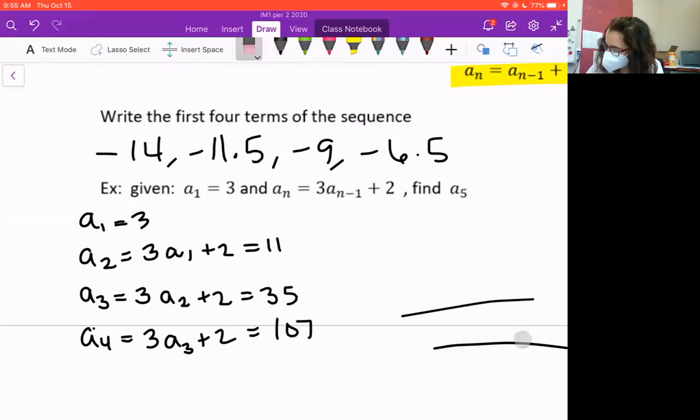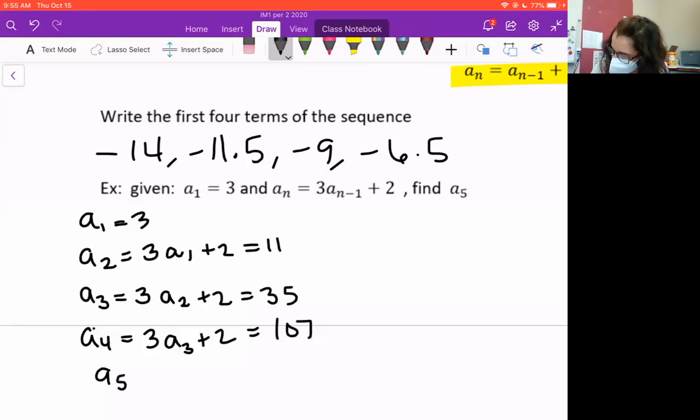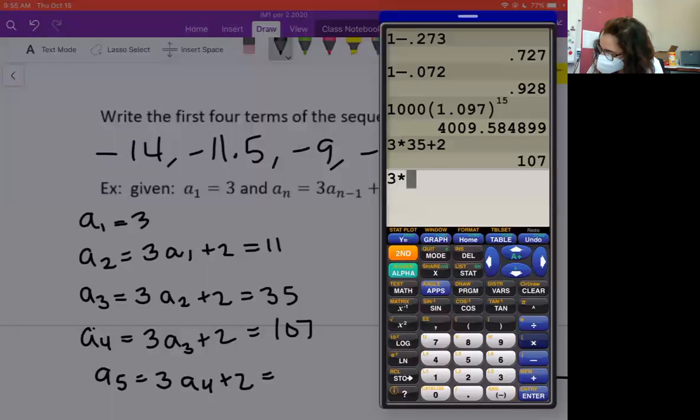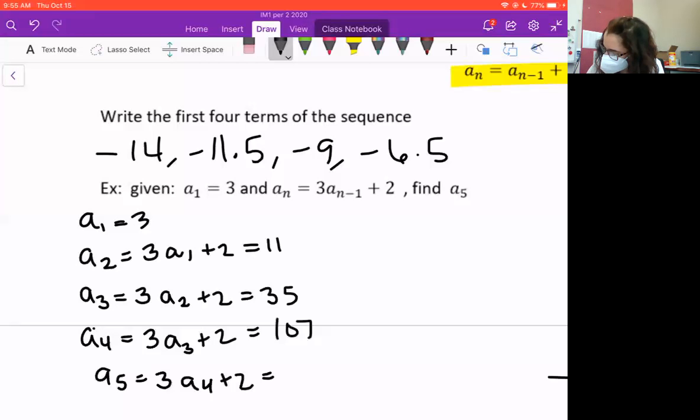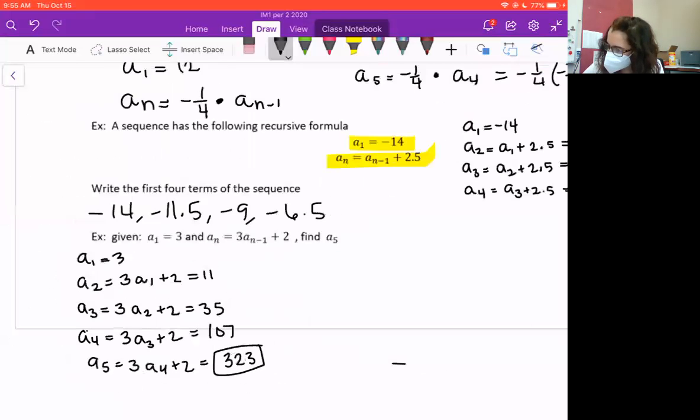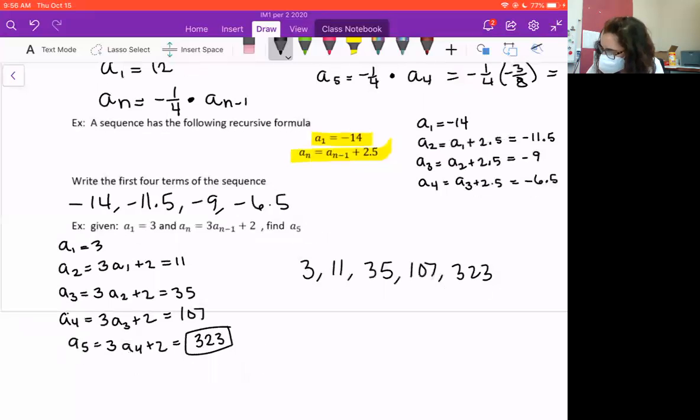And then my last, because it's asking for the 5th term. So here's my 5th term. I find that by taking 3 times the 4th term and add 2. So I've got 107. 3 times 107 plus 2 is 323. So I found my 5th term. This sequence looks like this: 3, 11, 35, 107, 323, and then it continues. That's just the first 5 terms.